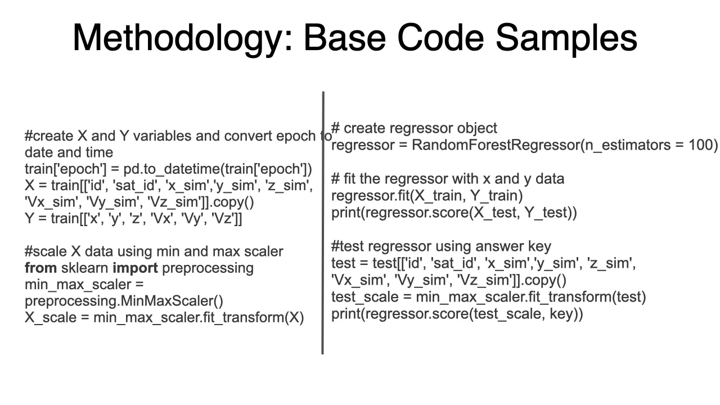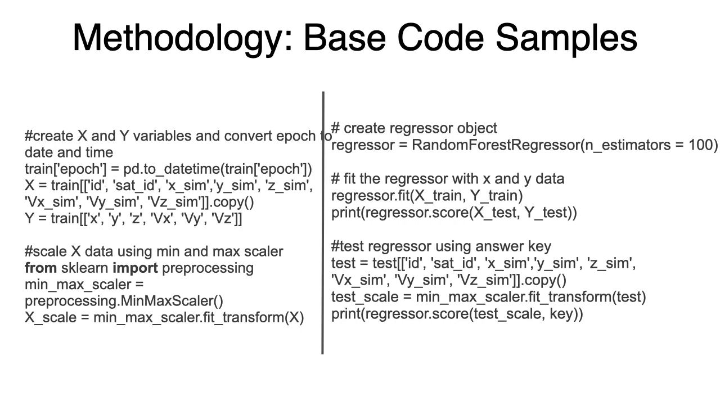So this shows two samples of the code. As you can see, the x, y variables are created here, and you have the simulated data in the x array, and the y array has the true states. Also, you have the date. You can see the epoch being converted as well.